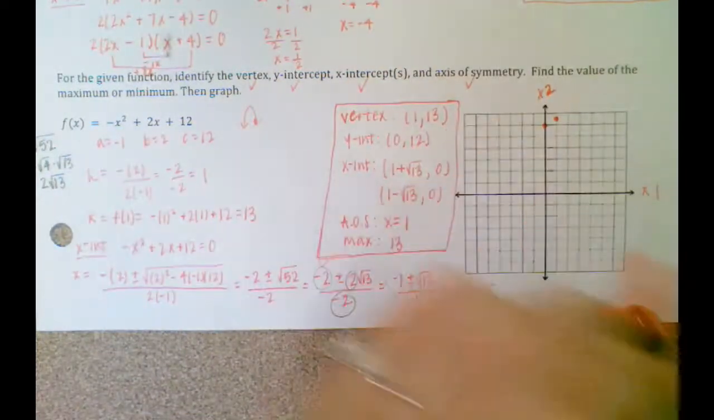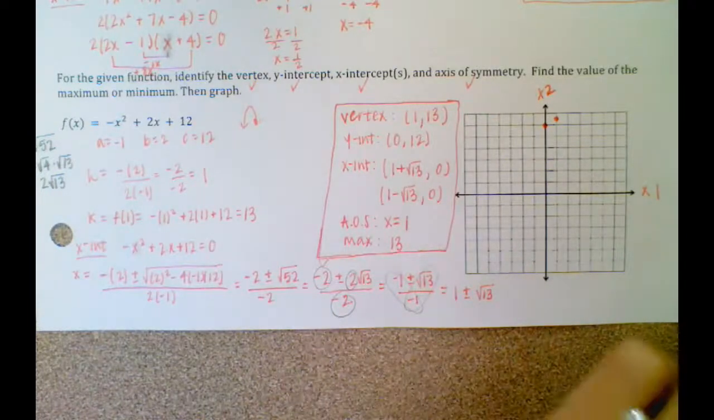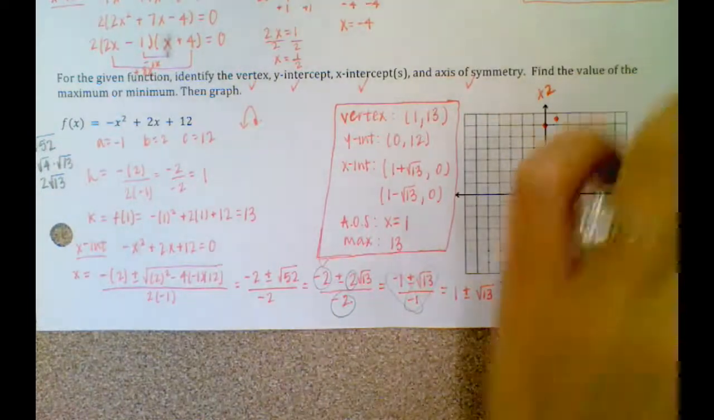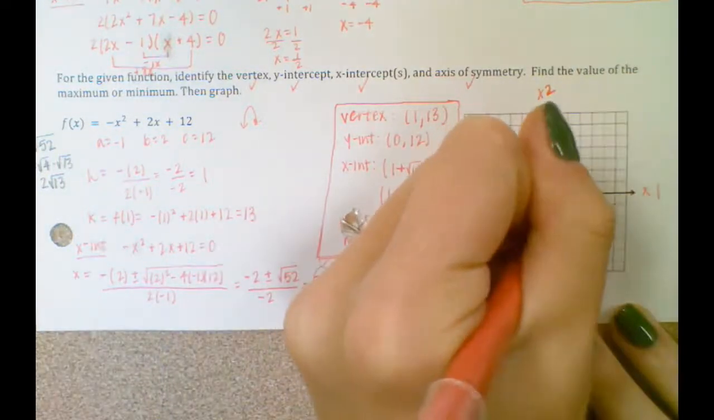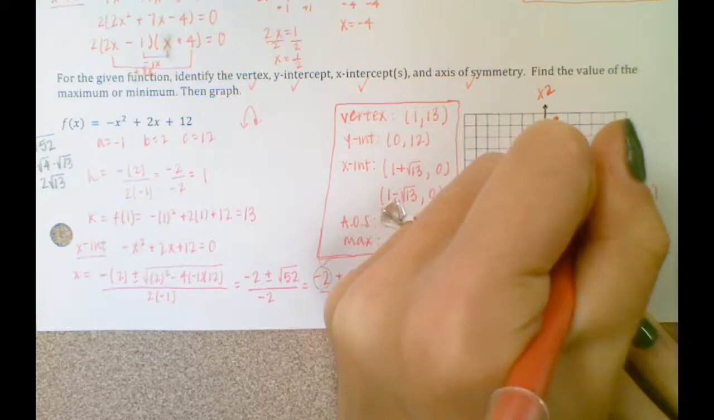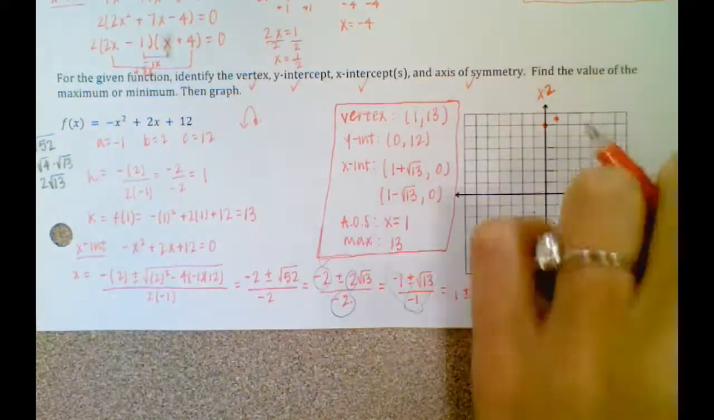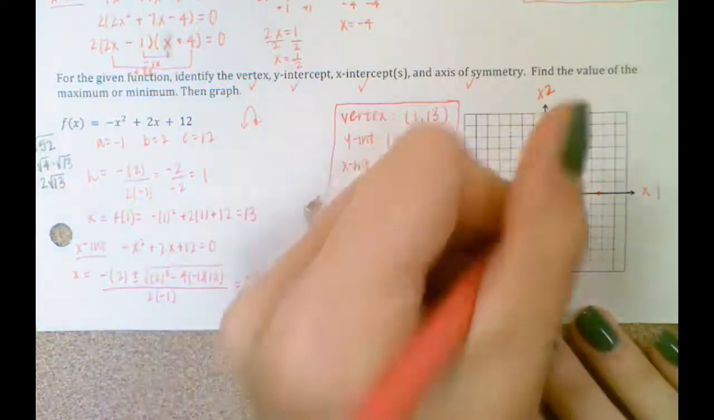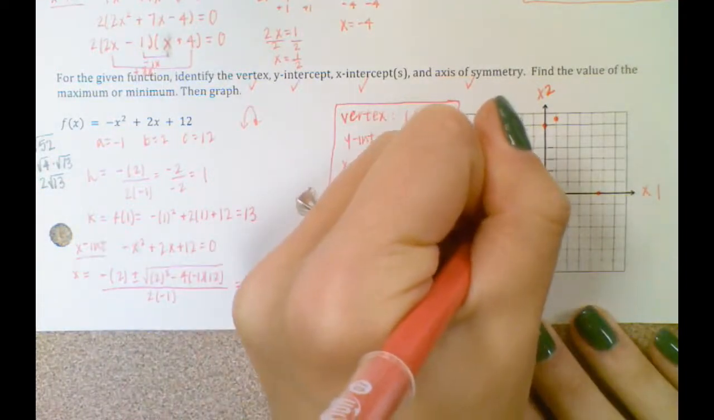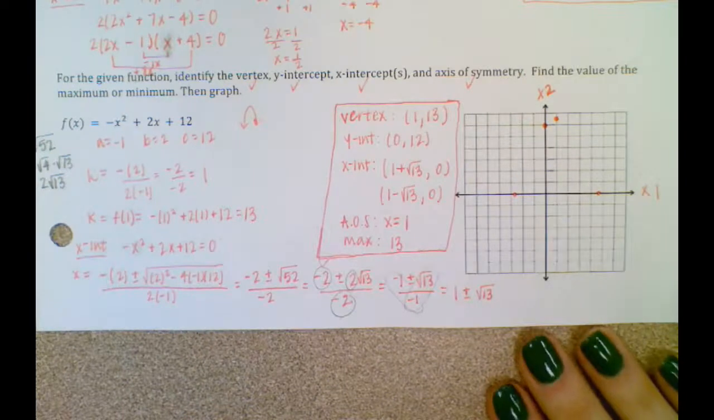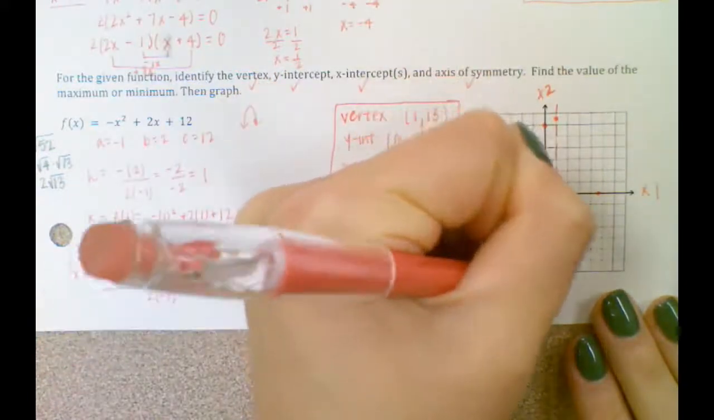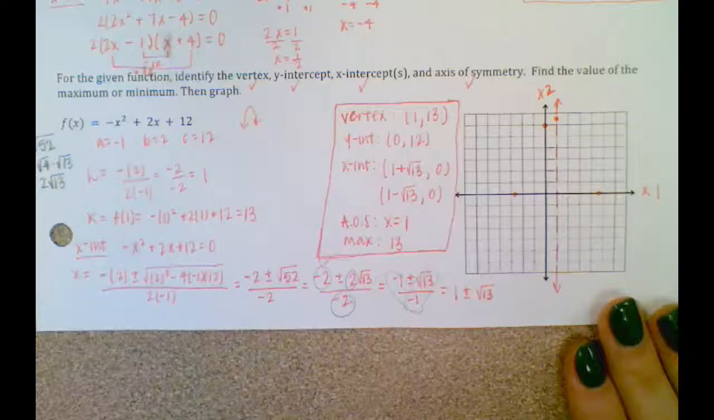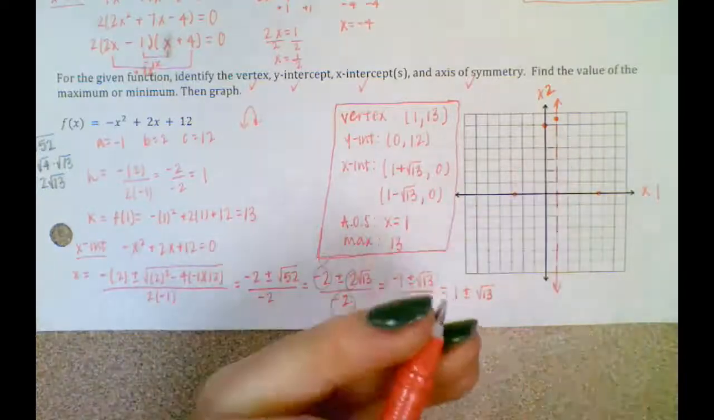And my x-intercept, let's do 1 plus the square root of 13 in our calculator. That's 4.6. So 1, 2, 3, 4.6. And 1 minus the square root of 13, negative 2.6. All right. And then I have my axis of symmetry at x equals 1. So I'm going to draw that as a dotted line just to kind of set it apart because it's not part of the function. And my max is at 13, so we already know that.